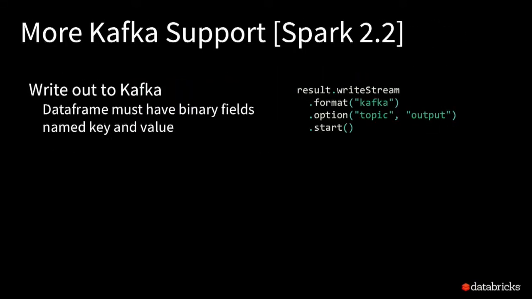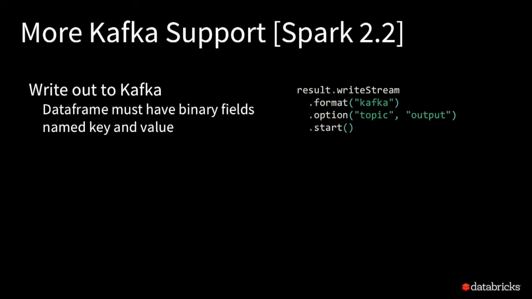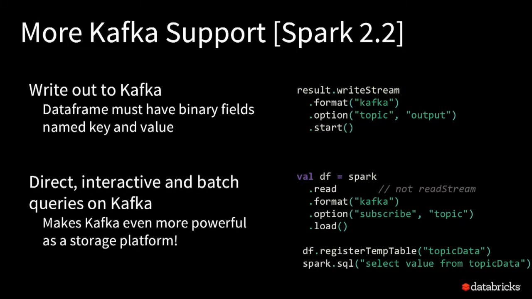Spark 2.2, which is about to come out hopefully in a week, is at release candidate 4. There's probably going to be a release candidate 5, the usual Apache process. But within maybe a week or so, Spark 2.2 will be out. In that, we have added a lot of additional Kafka support, including writing directly out to Kafka, where you can specify the topic to output, and it will just convert it into binaries and write it out. And you can also run direct batch queries and interactive queries directly on Kafka.